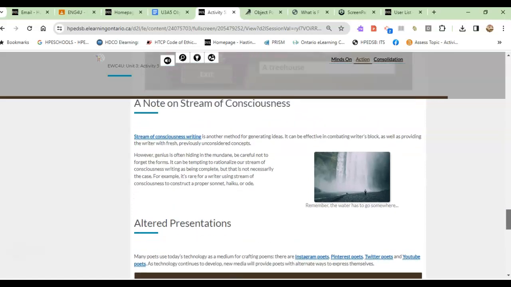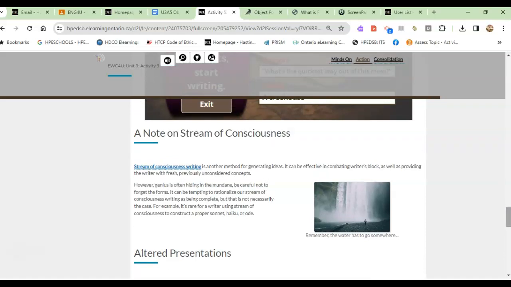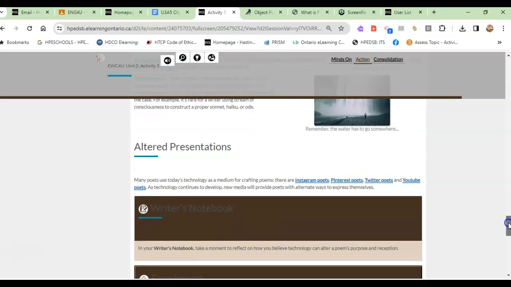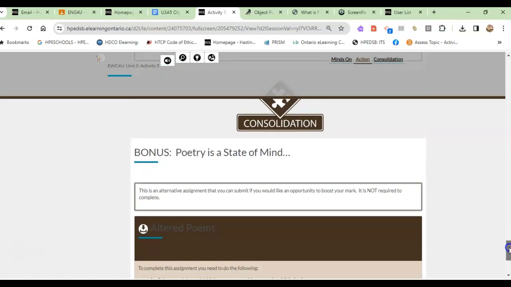So the content down here is talking about stream of consciousness writing. This is where you just set out a certain amount of time and you just write whatever comes to your head. You don't make judgments on whether or not it's good. You just get all of your ideas out. And sometimes in poetry or short story writing, this can actually lead you. It may not be the finished product, but it definitely gets out some ideas that you can definitely use. So it's talking about stream of consciousness.